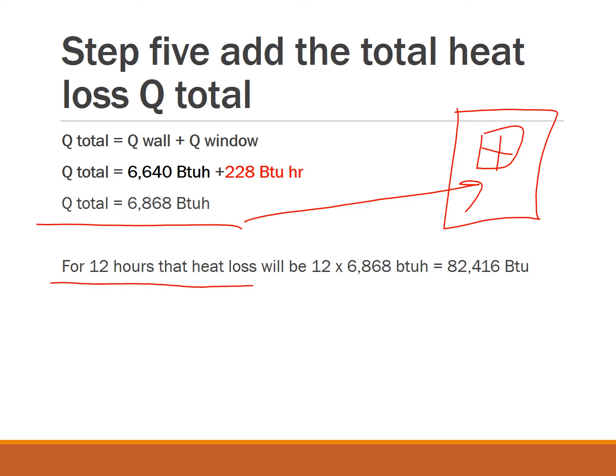So for 12 hours, you multiply that by 12 and you get the total BTU that is required for 12 hours. I know it's a little bit involved, but try to think of the steps slowly, one by one.